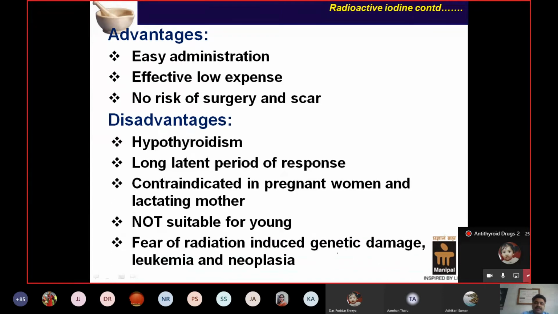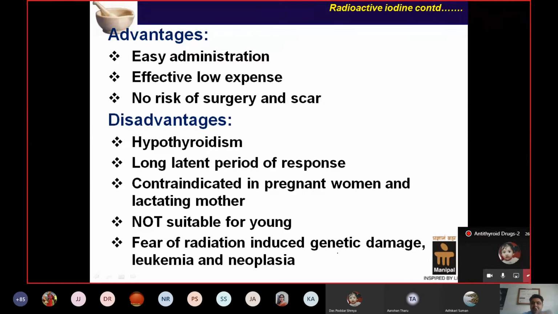So the disadvantages: it may cause hypothyroidism, and that hypothyroidism is irreversible. You cannot reverse that. Then you have to put the patient on thyroxine, levothyroxine therapy. Also a long latent period. I have already said you have to wait 3 months to see the effect, and it is contraindicated in pregnant women and lactating mothers, and it is not suitable for the young.